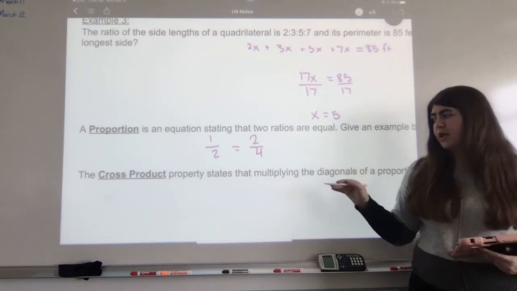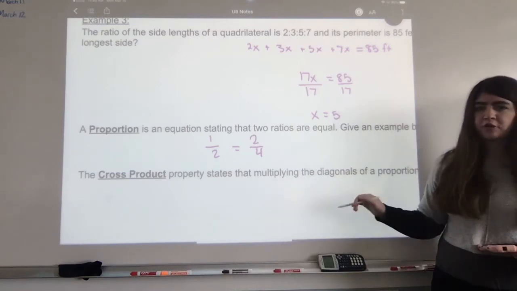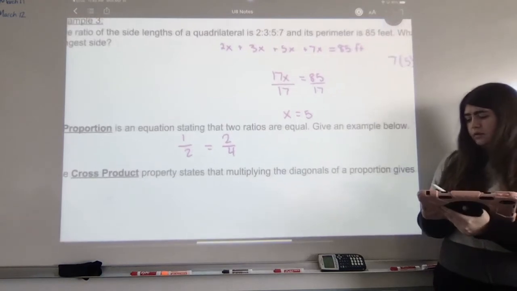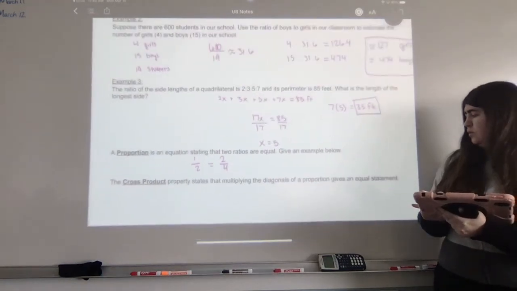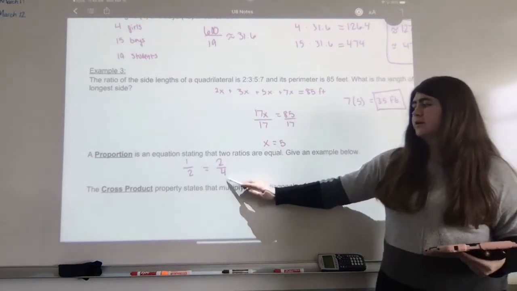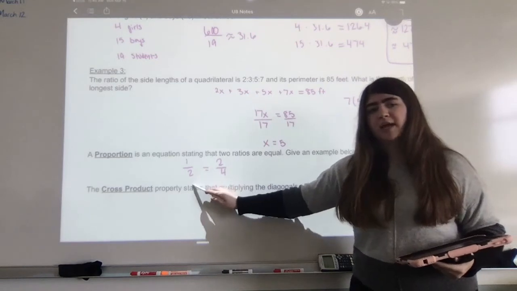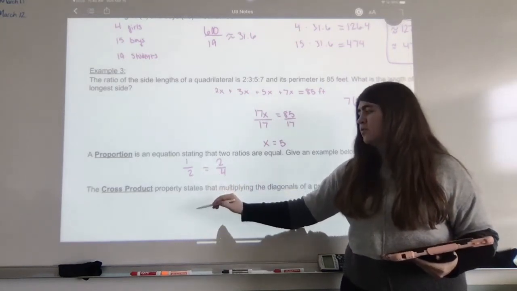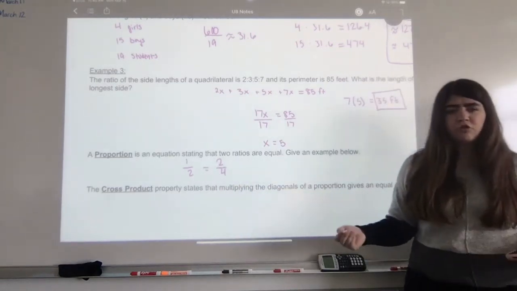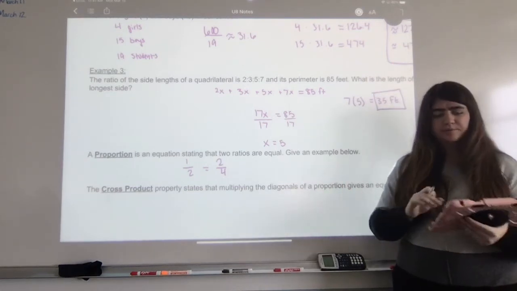And the cross product property states that when we multiply the diagonals of a proportion, it gives an equal statement. So if I were to multiply 1 times 4, which equals 4, that should be the same as multiplying along the other diagonals. 2 times 2 is equal to 4. 4 is equal to 4. It is a true proportion because those cross products are equal.